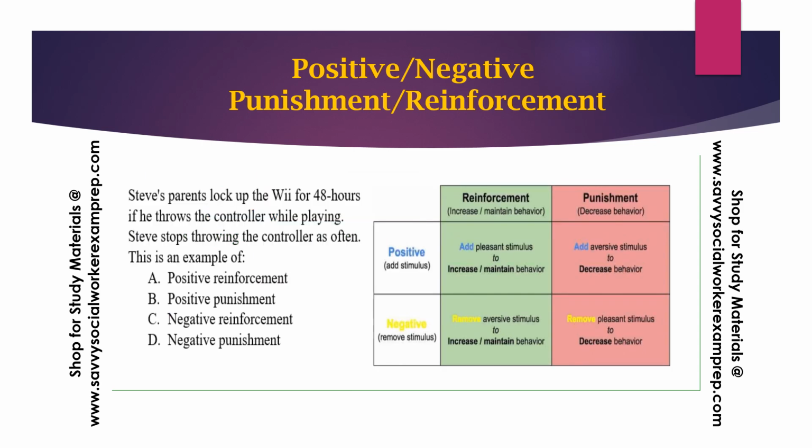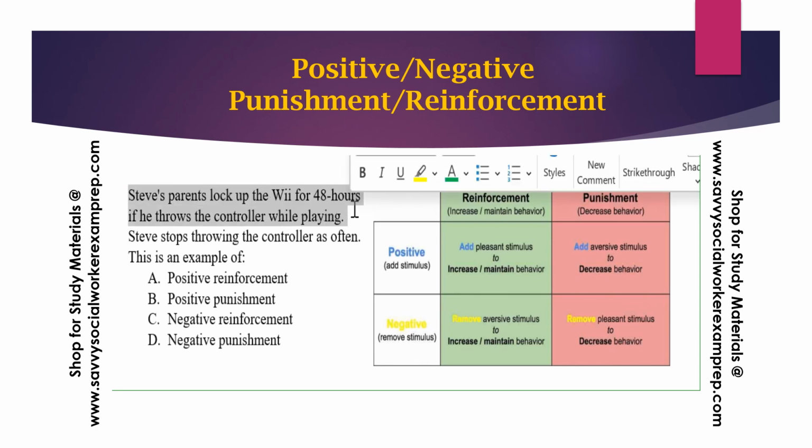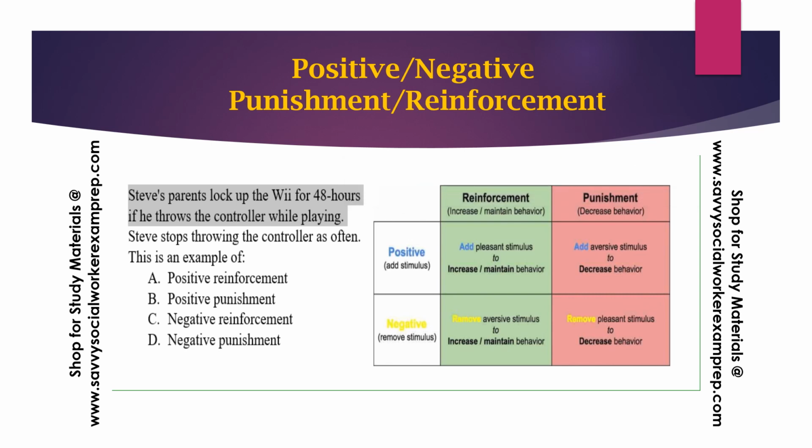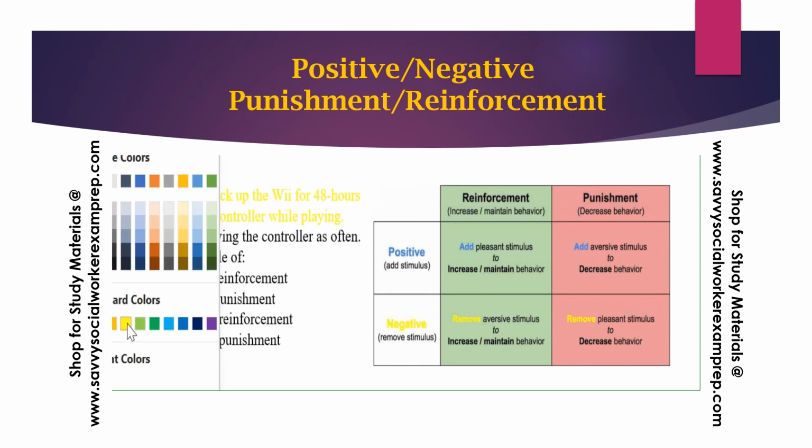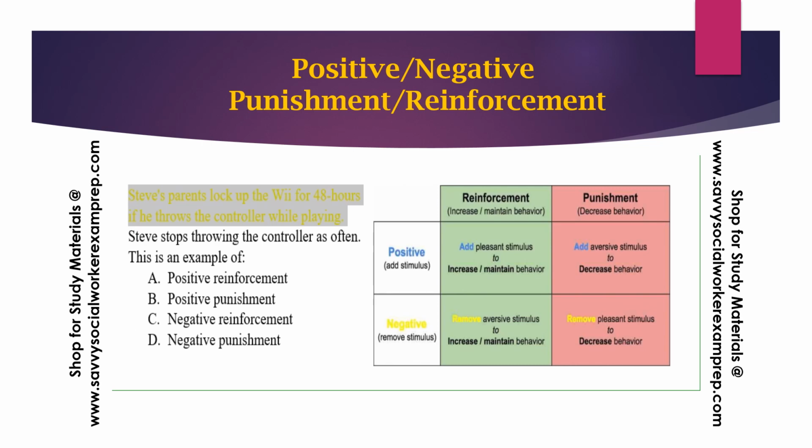Steve's parents lock up the Wii for 48 hours if he throws the controller while playing. Steve stops throwing the controller as often. This is an example of, okay? So break it down. His parents, they lock up the Wii for 48 hours. So that means they are taking something away. So that lets me know that this is negative, right? Okay, so out the gate, I'm going to go ahead and eliminate both of those positive options because it just gives me less to think about.